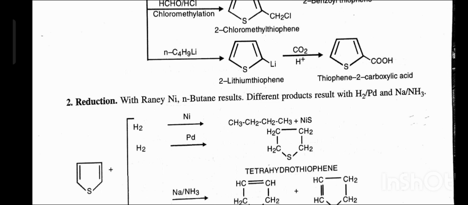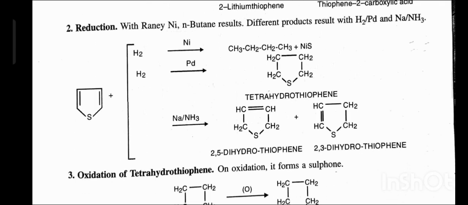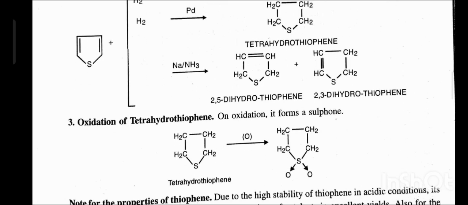Reduction. Different products result with Raney nickel, hydrogen and palladium, and sodium and ammonia. Thiophene in the presence of nickel and hydrogen gives butane plus NiS. Thiophene in presence of palladium and hydrogen gives tetrahydrothiophene. In the presence of sodium and ammonia it gives 2,5-dihydrothiophene or 2,3-dihydrothiophene. Oxidation of tetrahydrothiophene. On oxidation it forms a sulfone.